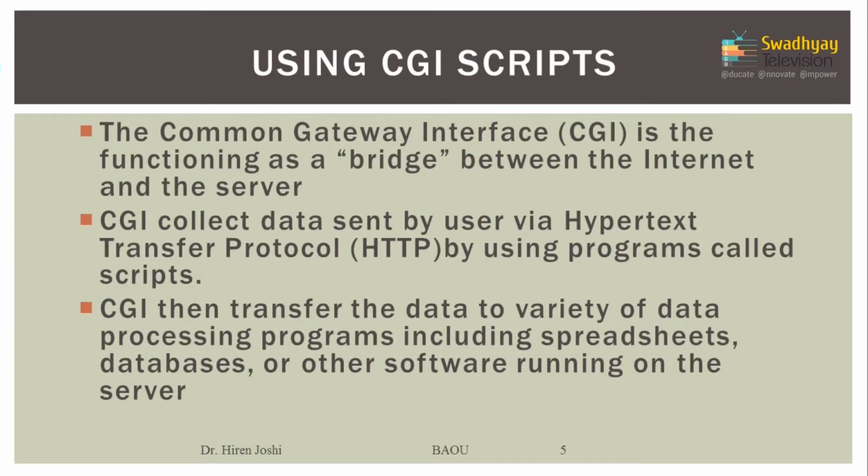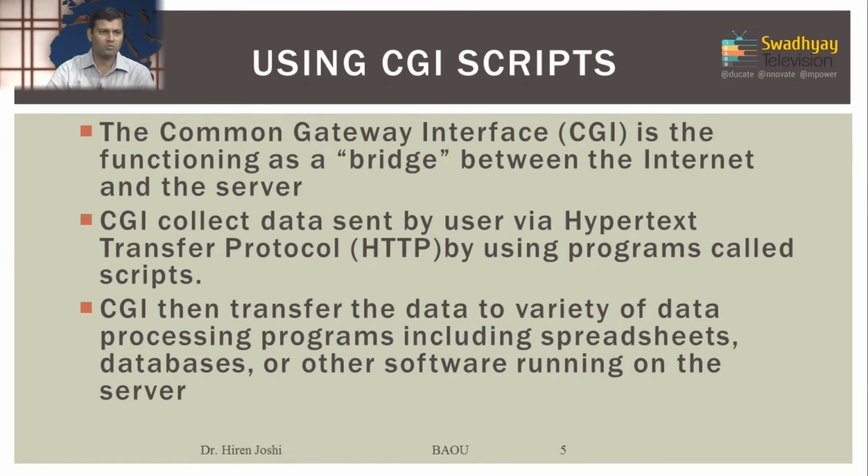So, a form is actually using CGI, meaning common gateway interface, and as I say, it is a bridge between the internet and the server. So, CGI collects the data which is received by HTTP protocol using programs called scripts. Right now we are using HTML, but HTML only provides the GUI. The actual programming will be done by server side scripting or client side scripting like JavaScript, and the data collected by CGI is then passed to the server, where the server will process this data and give the result to the user.